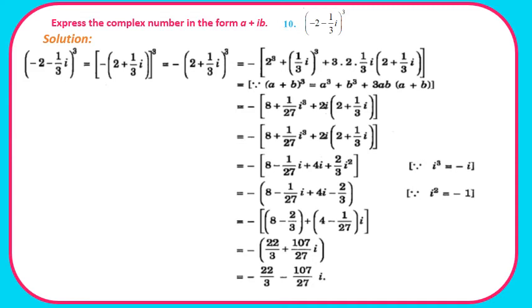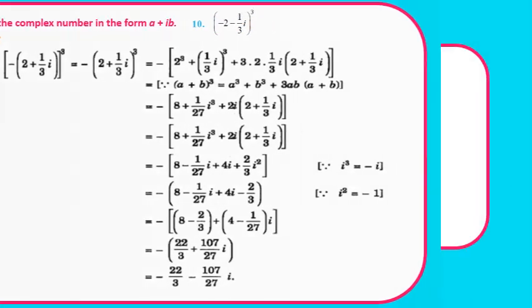Multiplying by minus, we get minus 22 upon 3 minus 107 upon 27 i, which is the required form of a plus ib. Now here we have a is equal to minus 22 upon 3 and b is equal to minus 107 upon 27. Clear? So pause and note down the solution.